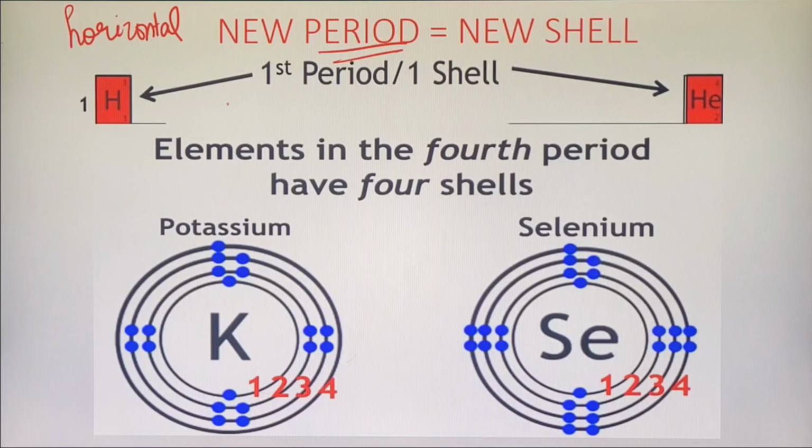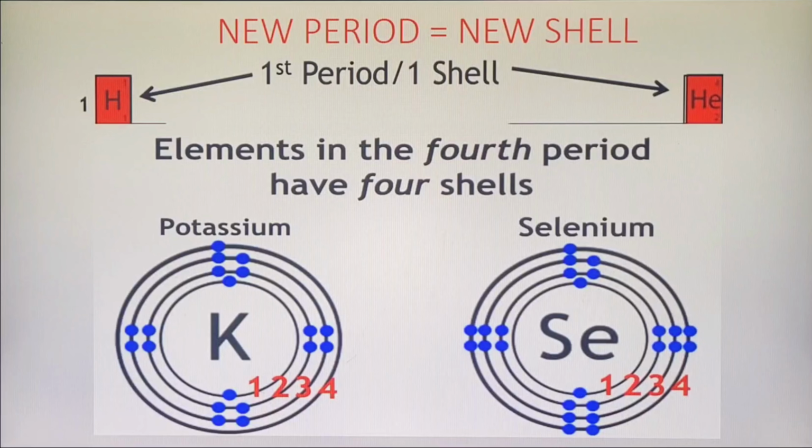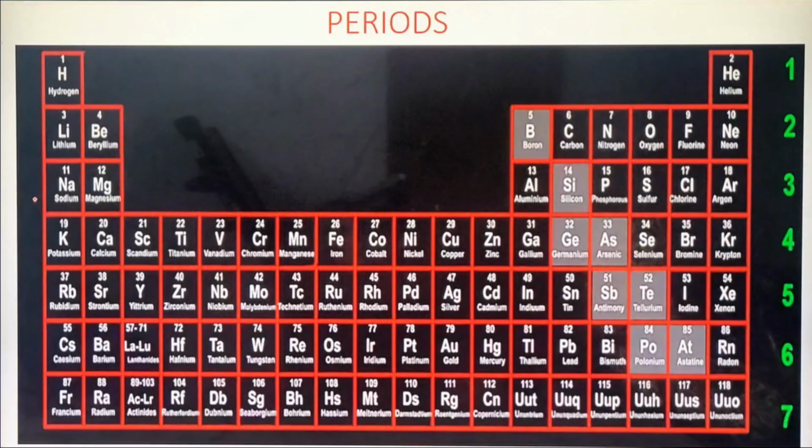Okay. Now please remember the statement that I am giving you. Period number is directly proportional to the shell number. What is the sentence I gave you, children? It tells you that the period number will give you how many shells will be there in that element. Clear? For example, let us look at the first period.